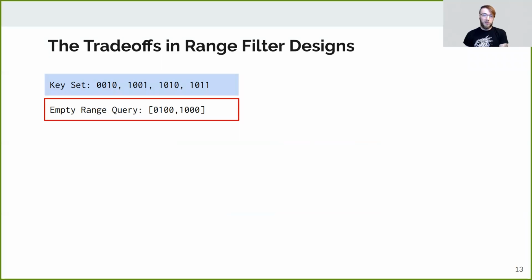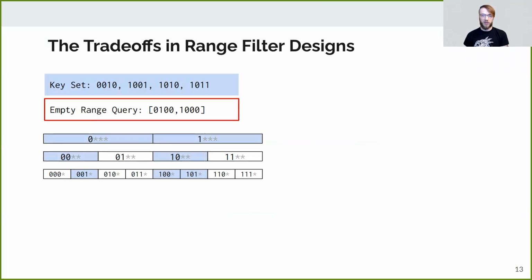Now that we know Proteus is pretty great, let's dive deeper into its design, starting with the trade-off of its fundamental components. Both probabilistic and deterministic designs use prefixes of the key set to represent regions of the key space containing at least one key. Here we represent the key space encoded by a Bloom filter using 1, 2, or 3-bit prefixes, respectively. The prefixes of the key set are shown in blue.